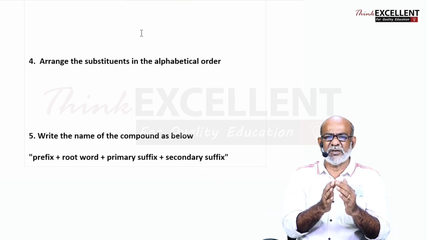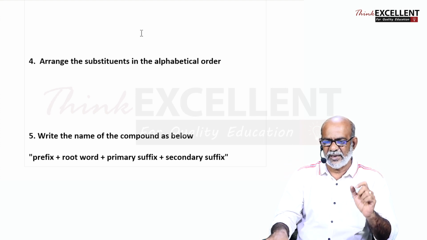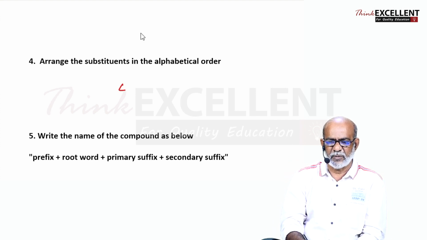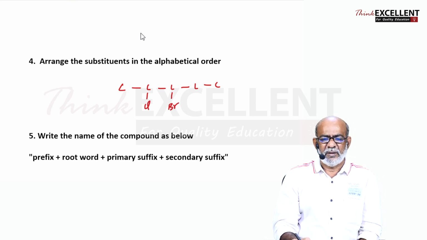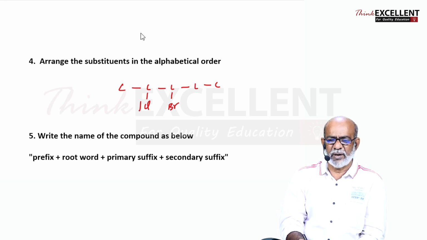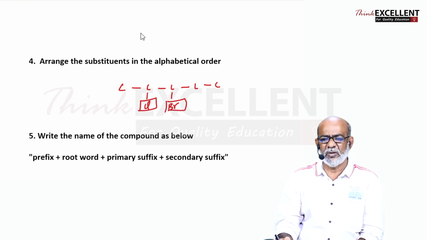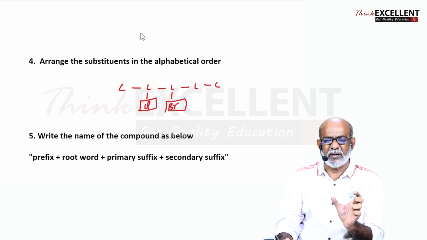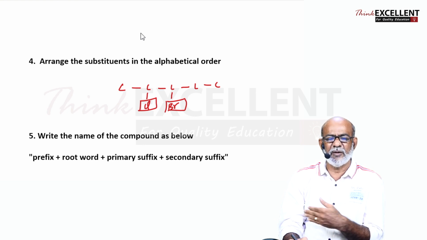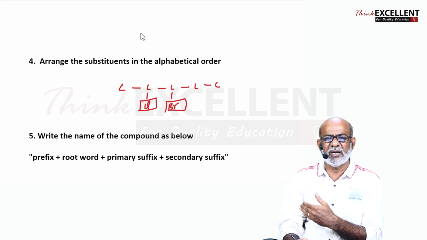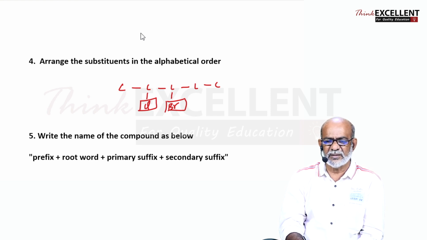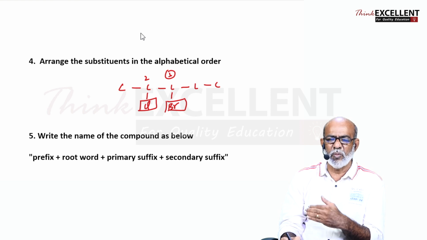Next, suppose two substituents come, one chlorine and one bromine. For example, if I take 5 carbons, 1, 2, 3, 4, 5, here chlorine, here bromine. Here there are two substituents, one is chlorine, the other is bromine. If more than one substituent comes like that, you have to arrange them in alphabetical order. Chlorine starts with C, bromine starts with B. So according to alphabetical order, bromine comes first. When you start from here, this is 2, this is 3. So 3-bromo, 2-chloro.